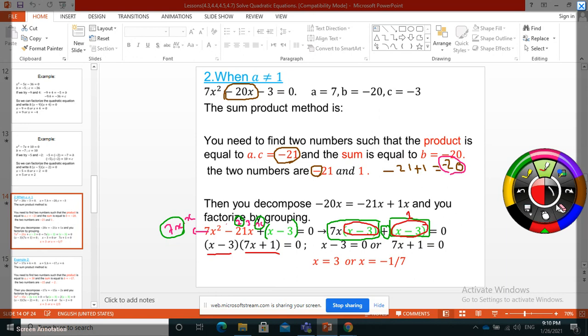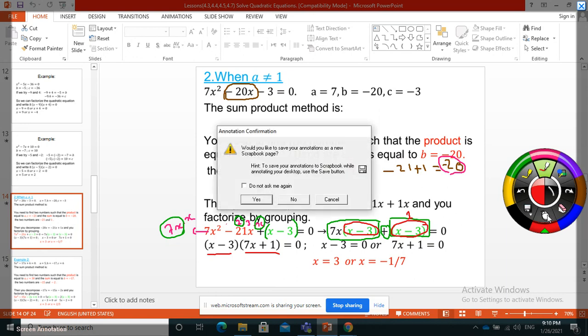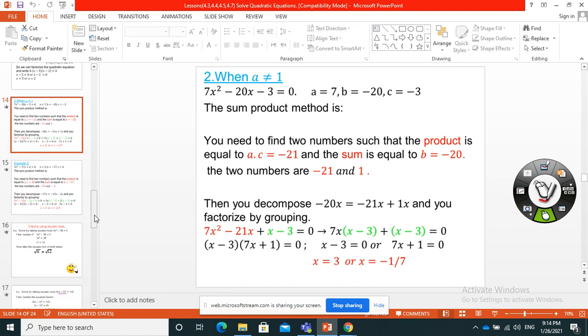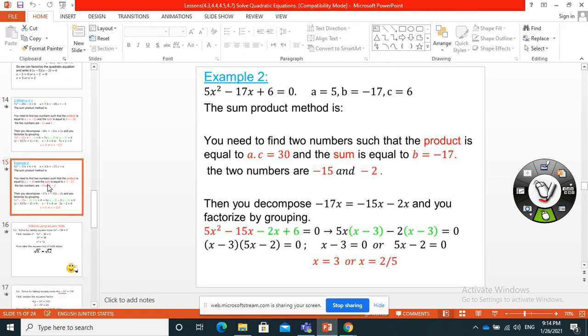I'll move to another example. Now I'll move to the other example. It's here. Example 2. I have also the same idea.